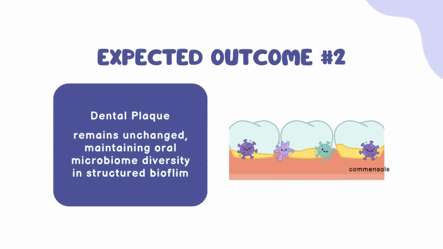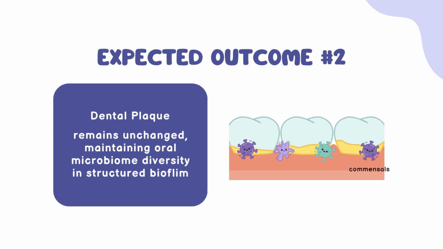Because dental plaque is a structured biofilm, we would also expect the overall microbial diversity to remain stable, even as the composition becomes more balanced. In other words, the commensal species would persist, but the relative proportion of the disease-associated bacteria declines.